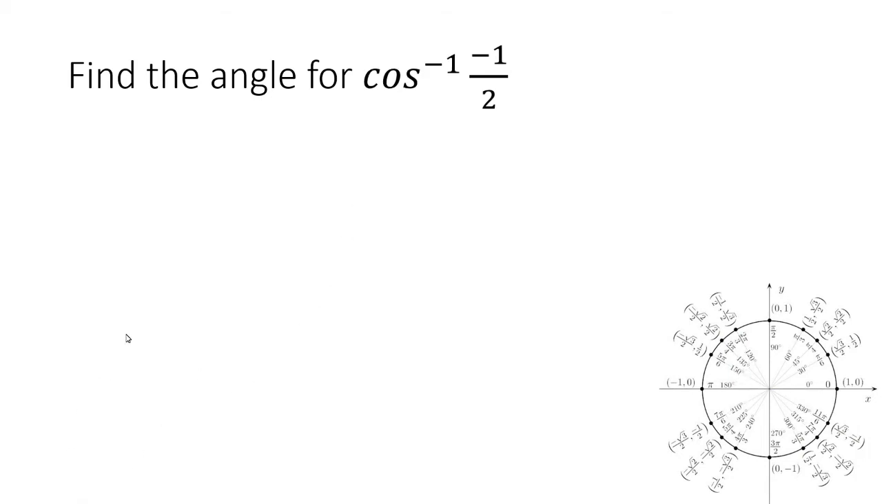Okay, now we're going to find the angle for the inverse cosine of -1/2. Again, remember it's cosine of theta, sine of theta, for our x's and our y's. And remember, we cannot enter these quadrants. So the only place in the first and second quadrants that the cosine is -1/2 is right there at 2 pi over 3.